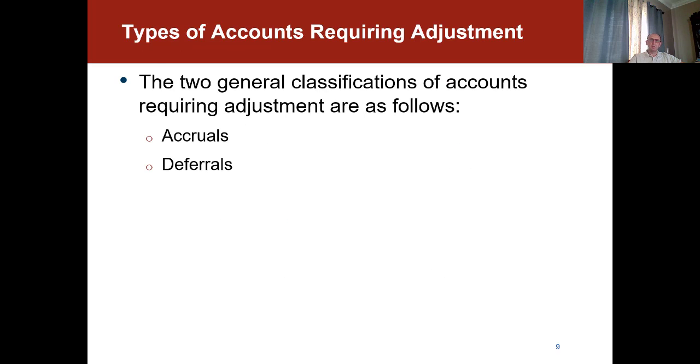So what are the types of accounts requiring adjustments? There are two general classifications of accounts requiring adjustments, and these are accruals and deferrals. I want you to remember the word accrual as unpaid, and deferral as prepaid. So when the service or the product is delivered before the payment, we call that an accrual. If the payment was ahead of the service or the product, we call that a deferral. So I always try to translate it in this easy way. Accruals, these are unpaid. Deferrals, these are prepaid.